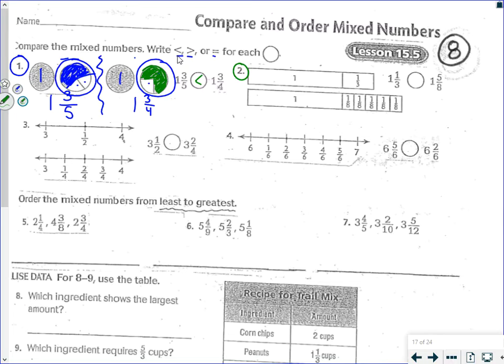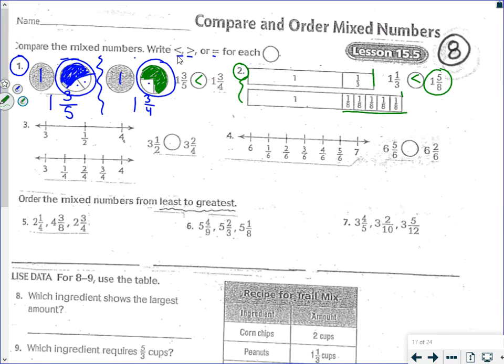Let's go to number 2 here. Here we have a fraction bar. We can tell pretty easily that the 1 5/8 has more than the 1 1/3, right? It's bigger than 1 1/3. So I can automatically go like that.